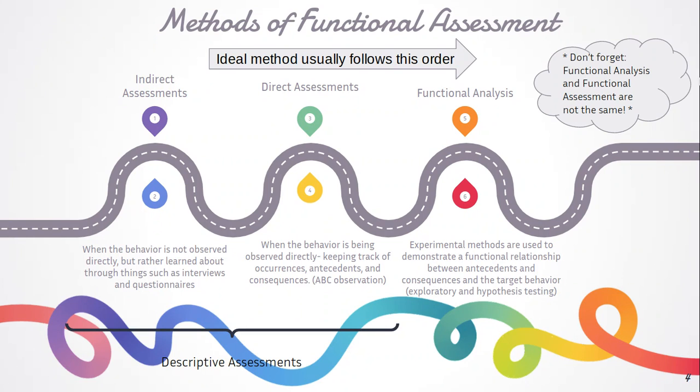Usually, an ideal method will follow these three methods in this order. So they would start with indirect assessments such as interviews or questionnaires, and then follow up with a direct assessment by observing, and then after that, use the functional analysis to form that functional relationship.